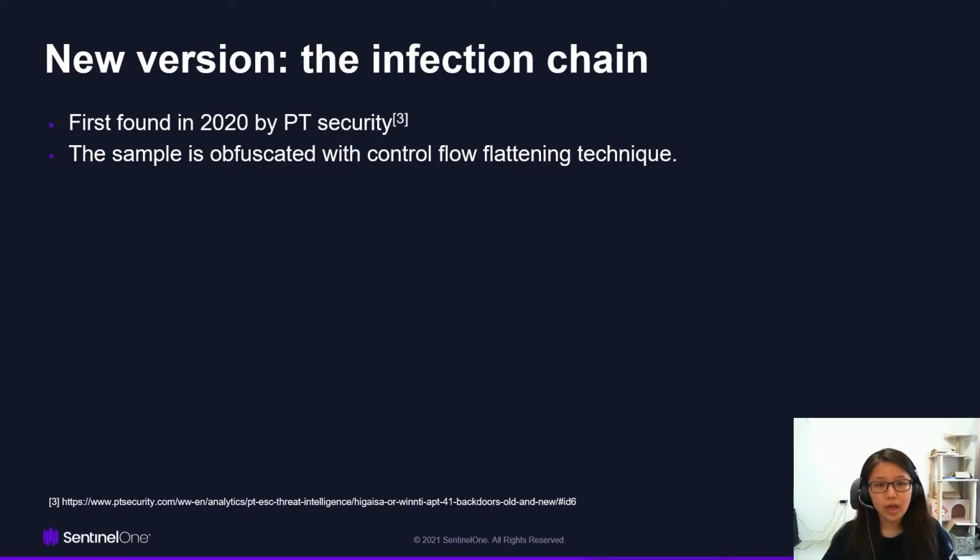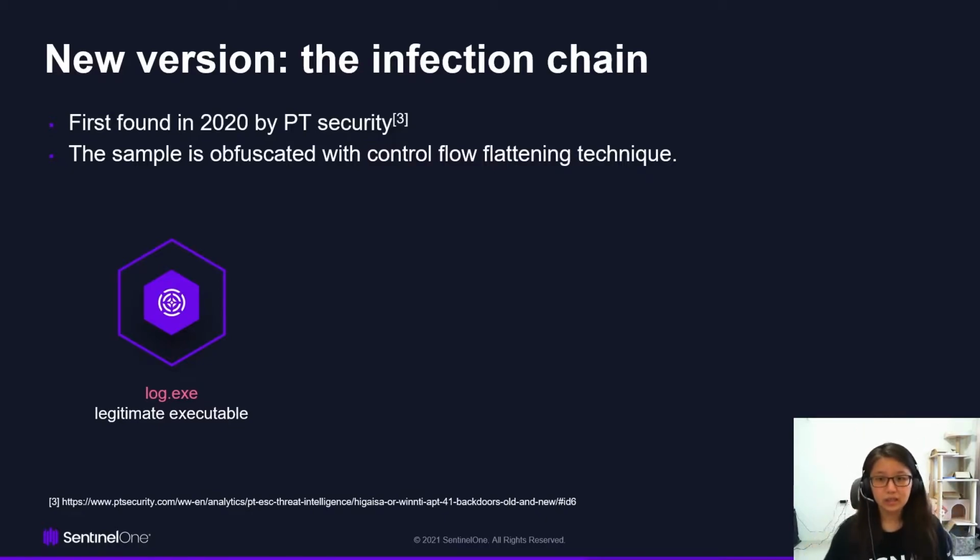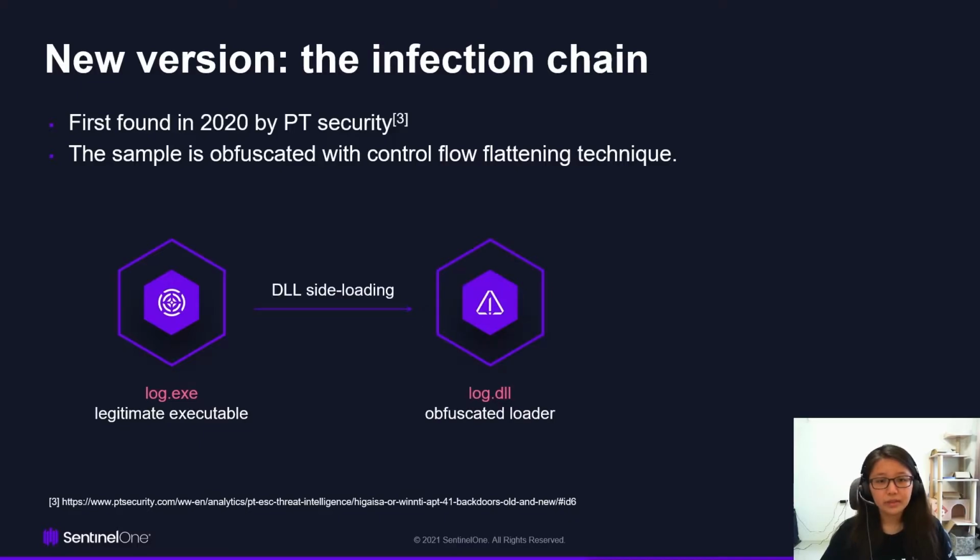In 2020, another new version of ShadowPad was found by Positive Technologies. The infection chain of the new version includes three components. The first one is a legitimate executable, log.exe, and it will sideload an obfuscated loader called log.dll. This loader will then read and decrypt another piece of payload, log.dat. Log.dat is the main shellcode of ShadowPad, which is also obfuscated with the same technique. Besides, the sample is obfuscated with the control flow flattening technique. This is a new obfuscation technique on ShadowPad, which we didn't see before.